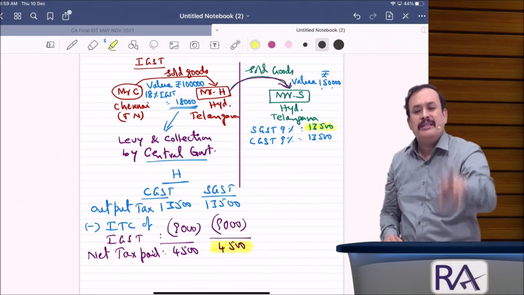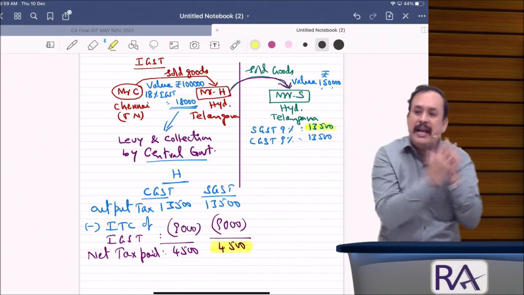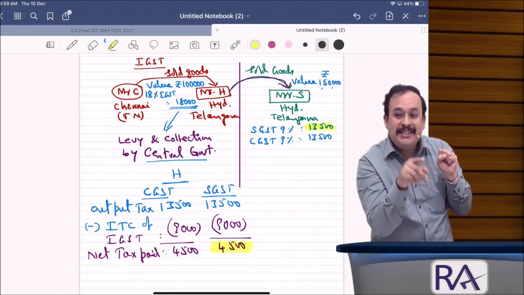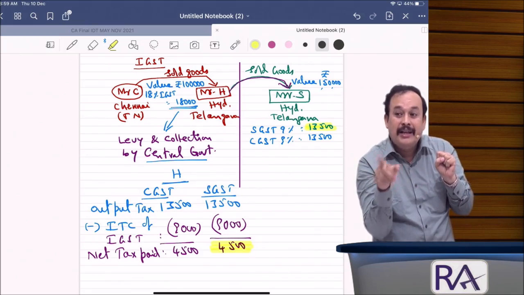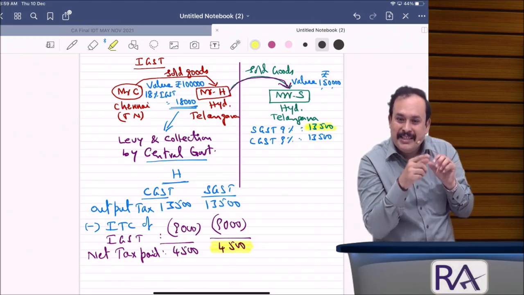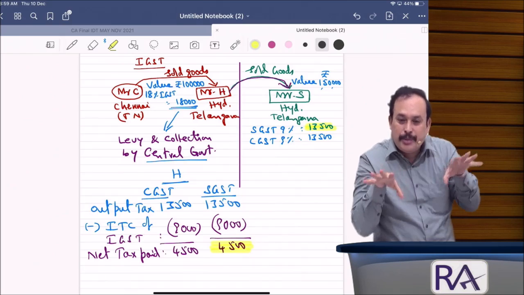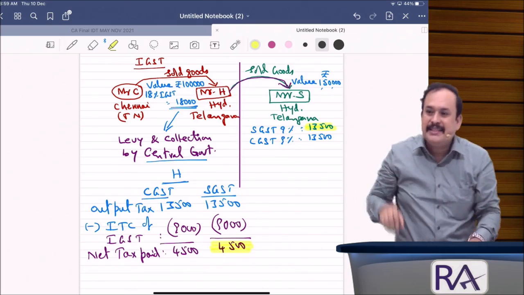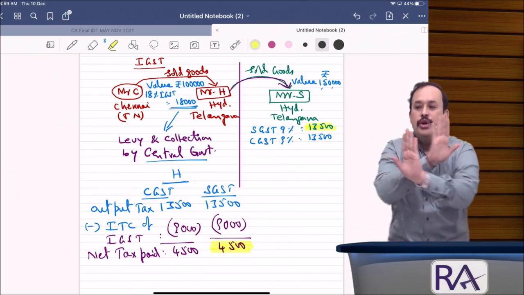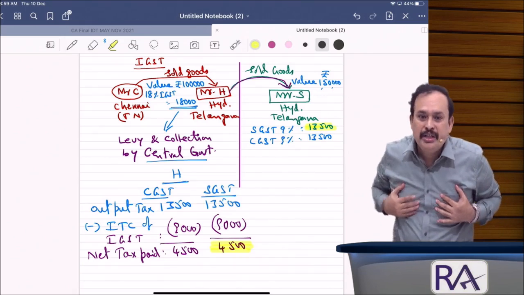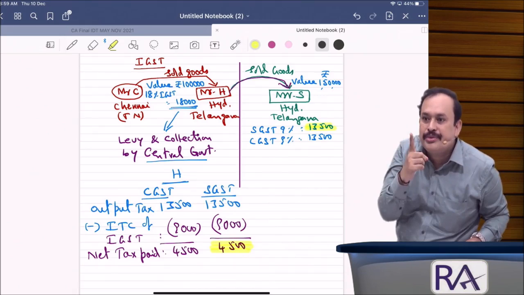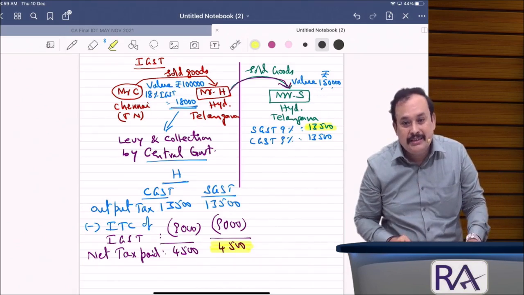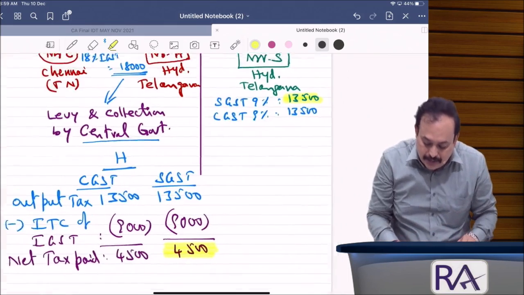CCA is a robot mechanism system of the GST portal that will take care to apportion the CGST and SGST from IGST. Is that clear, sir? From IGST to apportion CGST, SGST, who will take care? CCA. So CCA says that Telangana state, you don't worry at all. I will debit 9,000 rupees to the central government, and I will create your account. How much? 9,000 rupees.